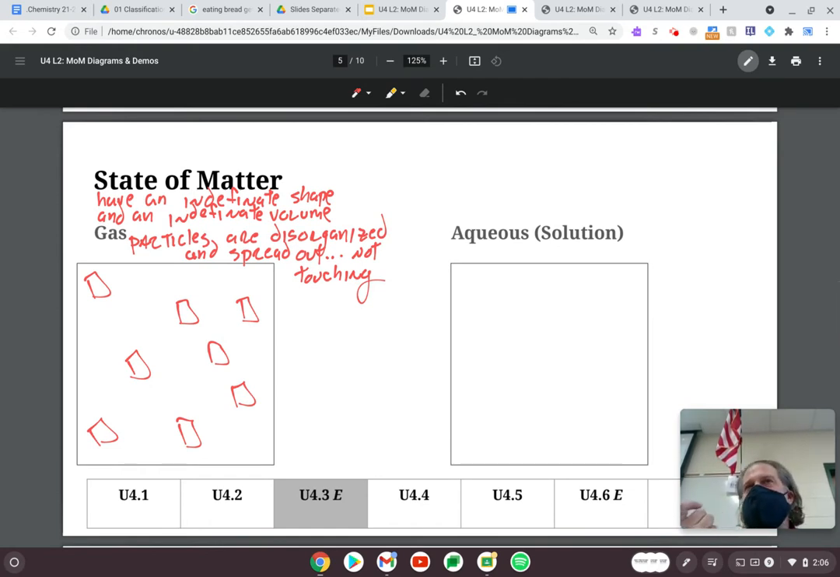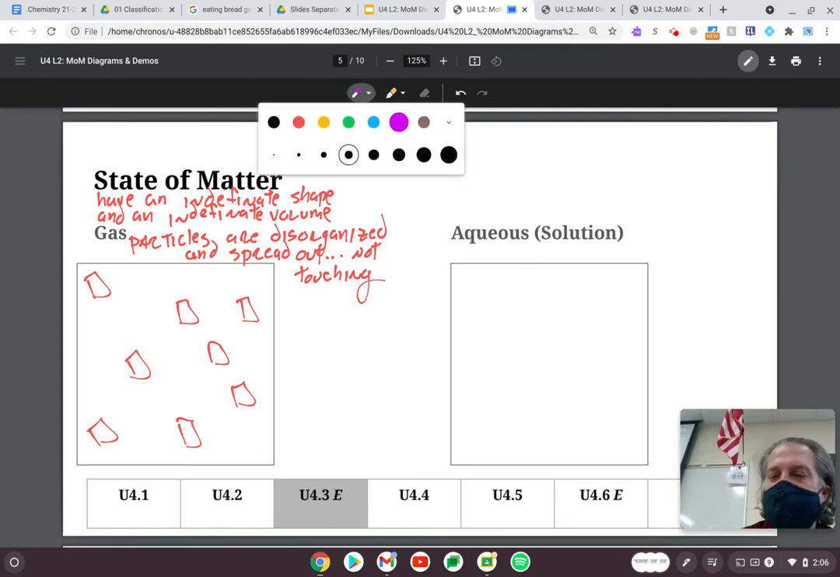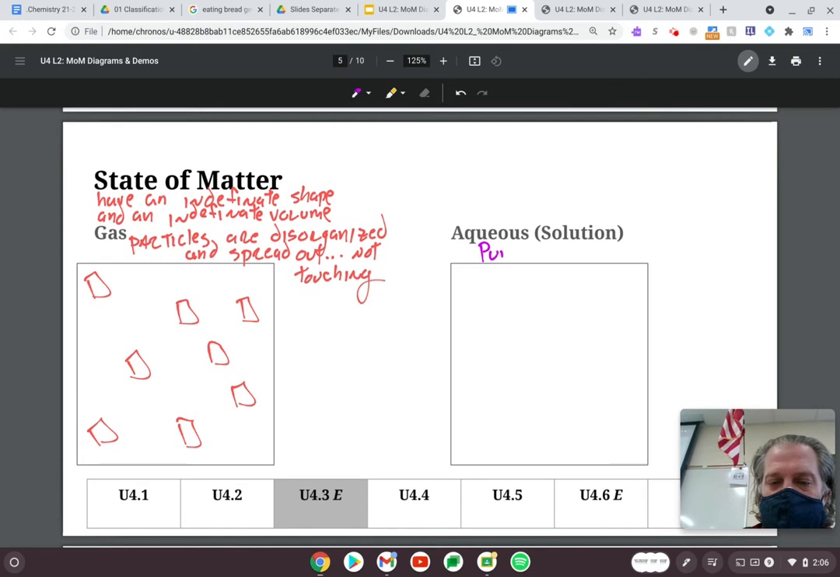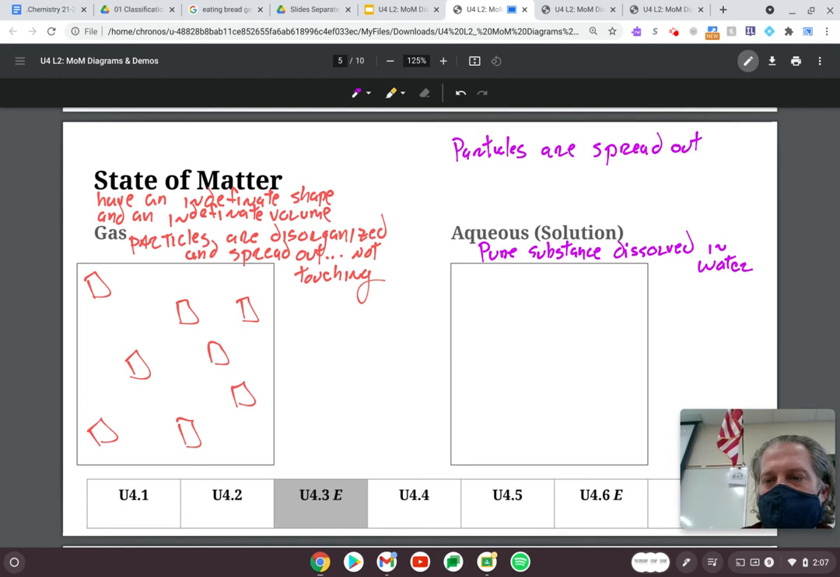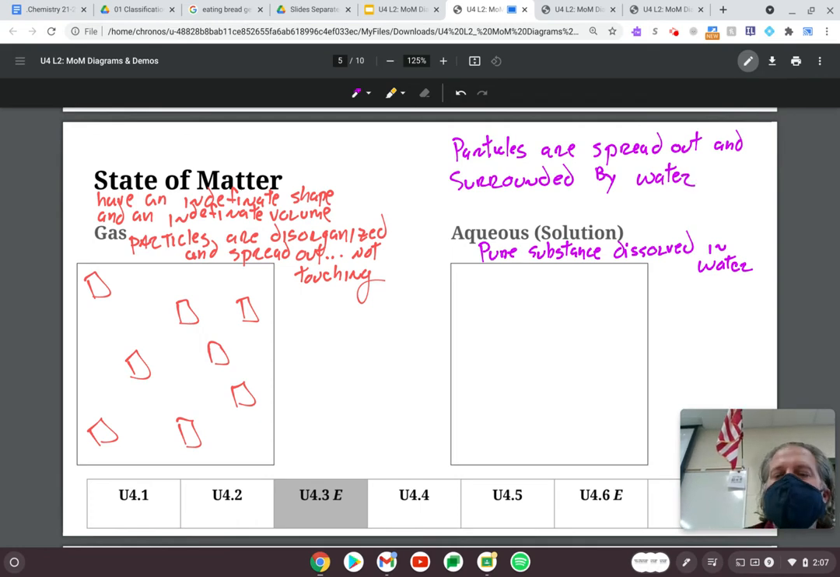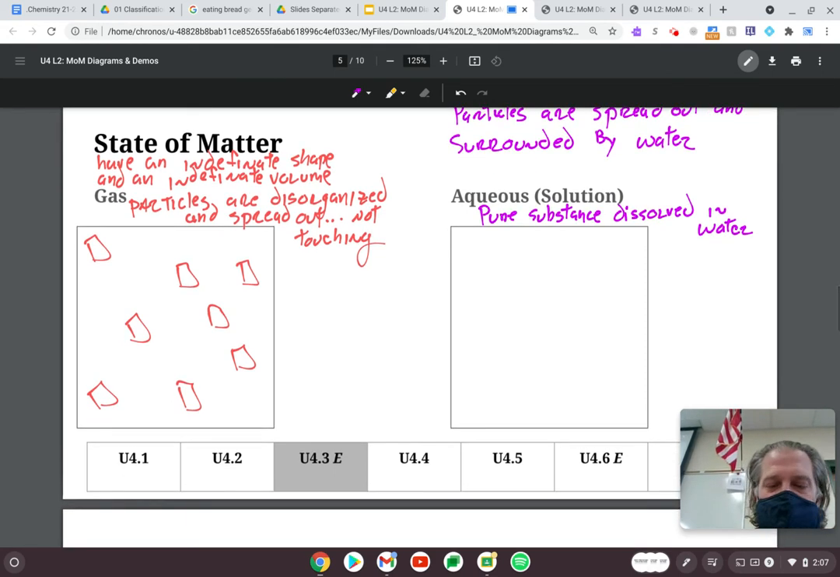And then when we say something is aqueous, sometimes that's referred to as a solution. What aqueous means is that there is a pure substance dissolved in water. The particles are spread out and surrounded by water. So again, I'm going to take my pure substance and dissolve it into the water, and it's going to be spread out, so it's going to look something like this.